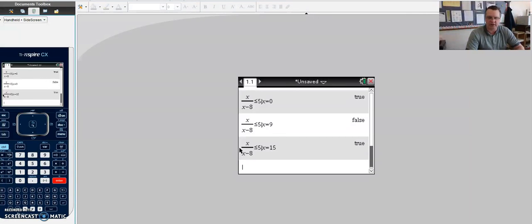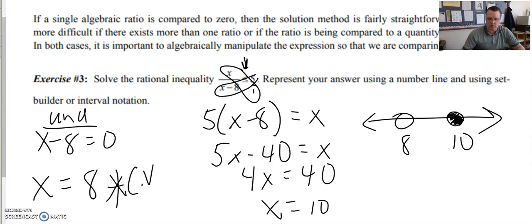Okay, so here is a picture of the calculator checking the values. The first one, where x is equal to 0, that's less than 8. The 9 is between 8 and 10. The 15 is to the right of 10. So in this case, it goes true, false, true. So we have a true, false, true.